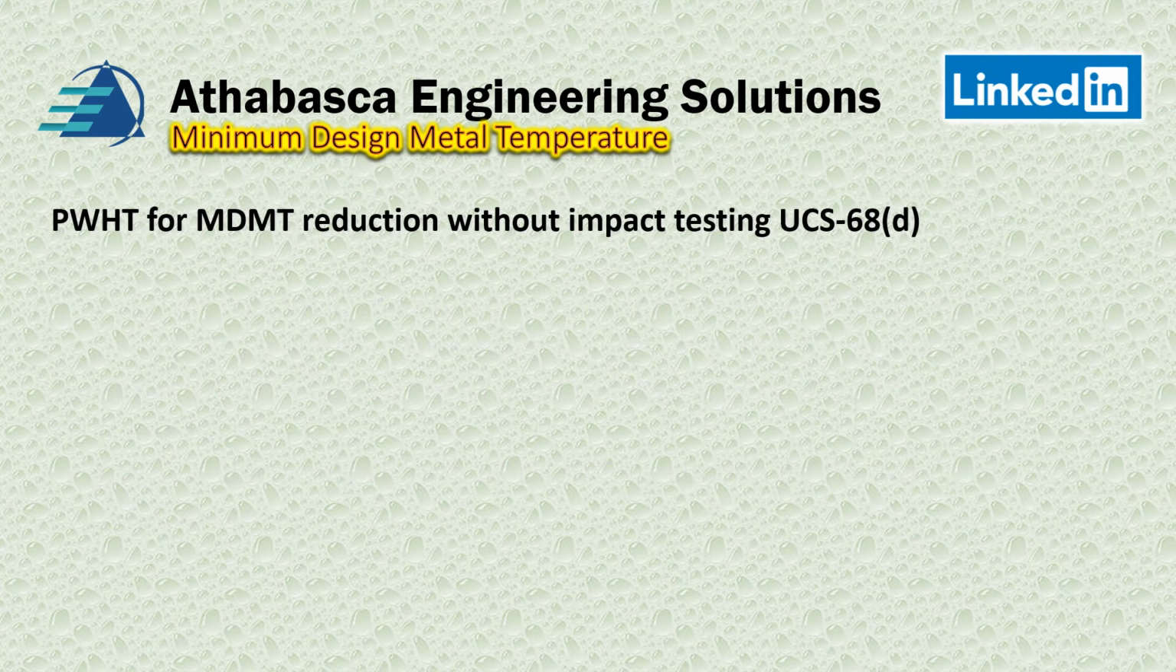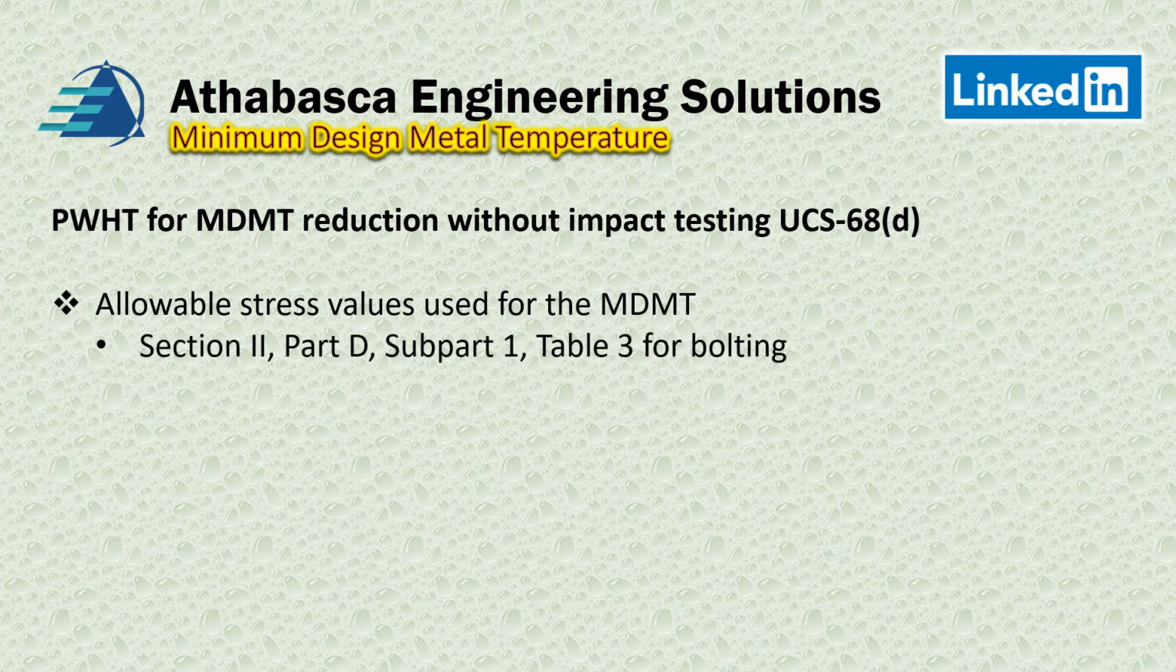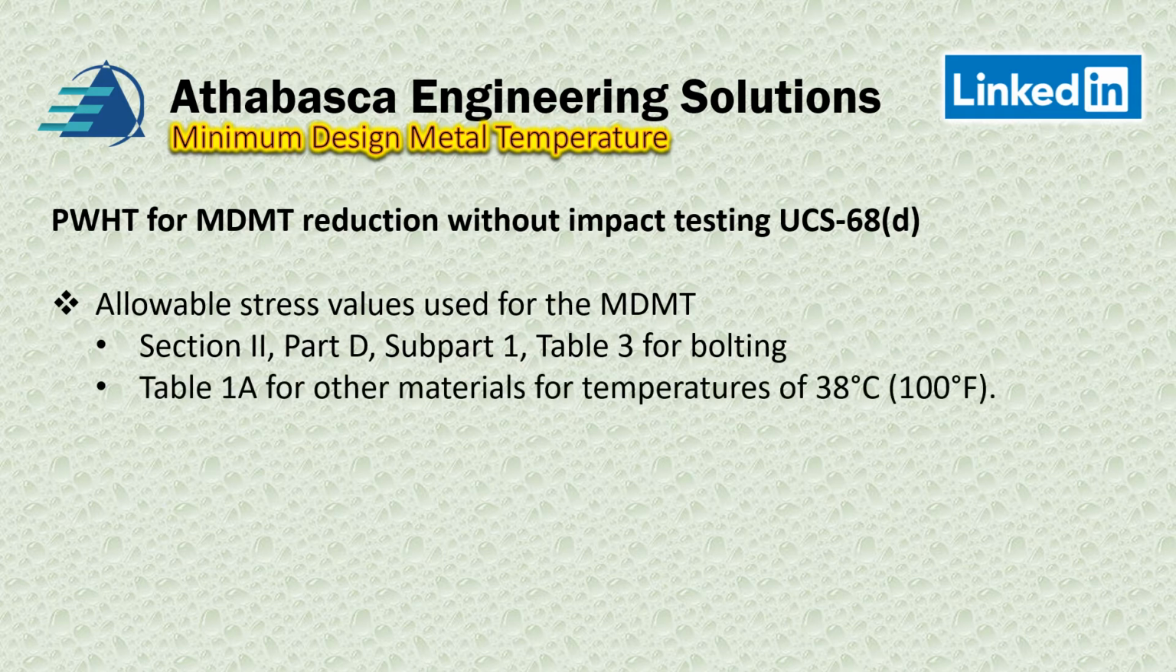Continue with post-weld heat treatment for MDMT reduction without impact testing, UCS-68D. So we've got the allowable stress values used for the MDMT, and you must use Section 2 of the code, Part D, Subpart 1, Table 3 for bolting. And the requirement stands that you need to use Table 1A for other materials for temperatures of 38 degrees centigrade.